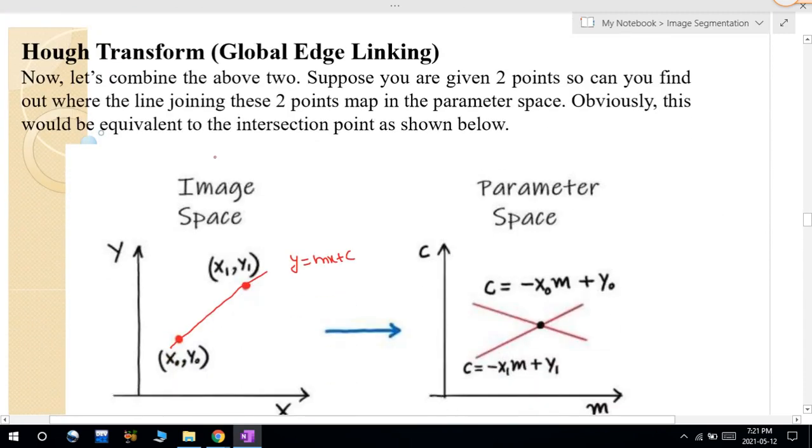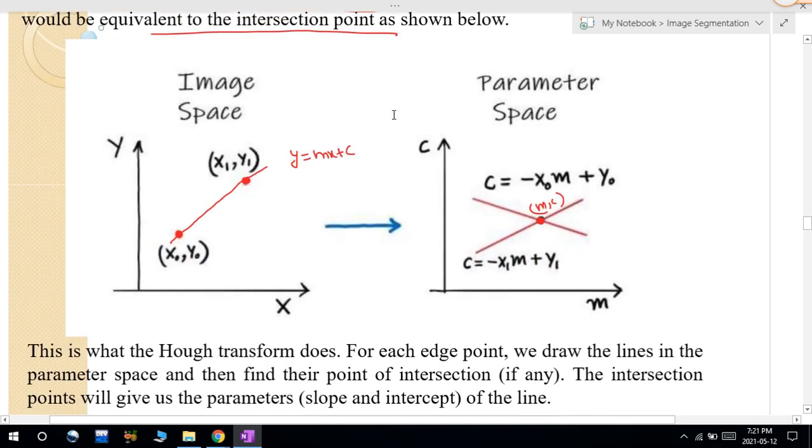So what the Hough transform is, let's combine these two. Suppose we have 2 points. We can have any number of points in the line, but we are considering only 2 points. Can you find out where the line joining these 2 points matches in the parameter space? For this point I will try to find out the line, and for this point also I will find the line, and wherever we get the intersection, that is your intercept value, that is nothing but the m, c values. So obviously this would be equivalent to the intersection point. We will find out that intersection point.